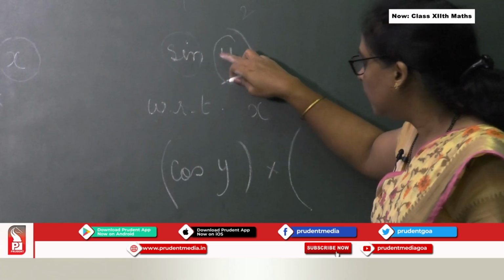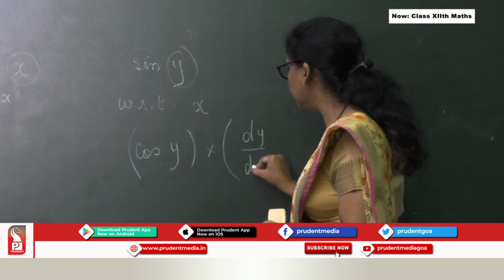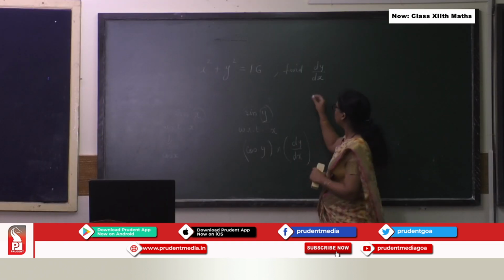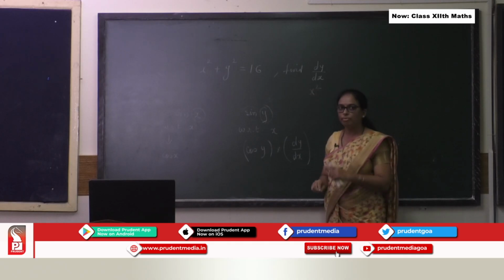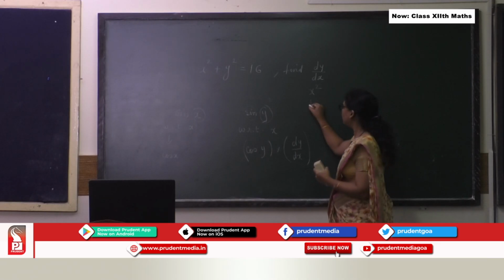Y. So the derivative of y with respect to x, which we know is dy by dx. One more example for understanding. Say for instance I have x square, and if I have to write the immediate derivative of this with respect to x, I will write the corresponding derivative as 2x.